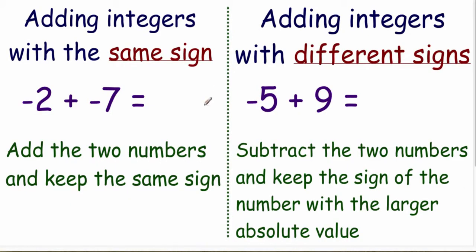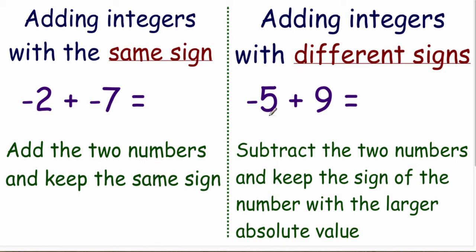Okay, you want to press pause and get all this written down, but these are our 2 rules of the day. Adding integers with the same sign. So same sign means 2 negatives or 2 positives, and our rule is going to be to add the 2 numbers and keep the same sign. So same sign, add them up. Make sure you get that down.